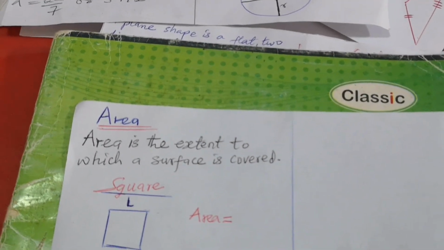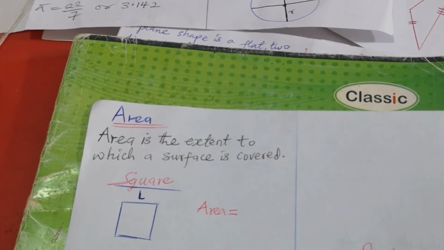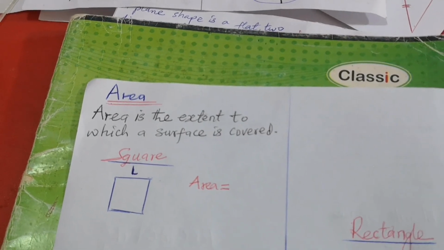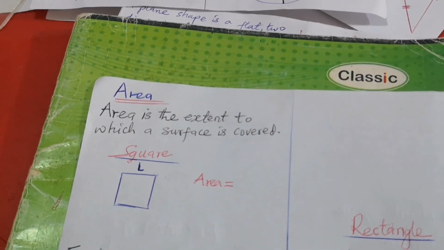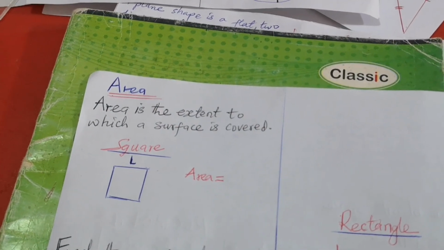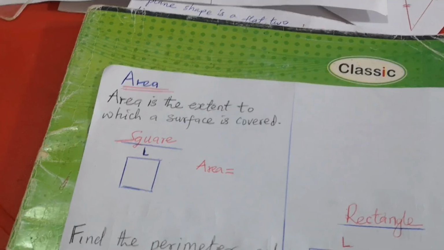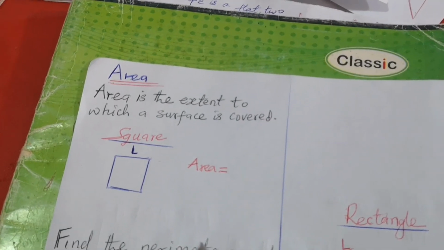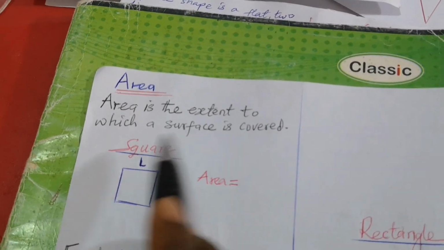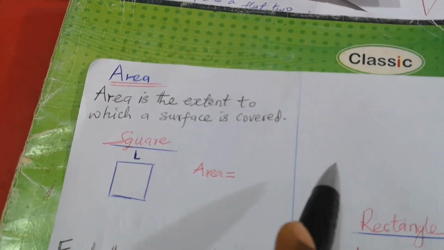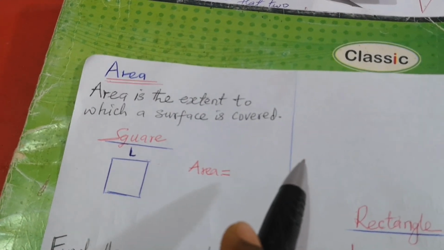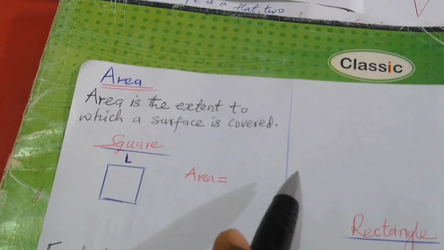We are done with perimeter. We have seen that perimeter is the total length of the outside of a plane shape. Let's look at area of a shape. Area is the extent to which a surface is covered.